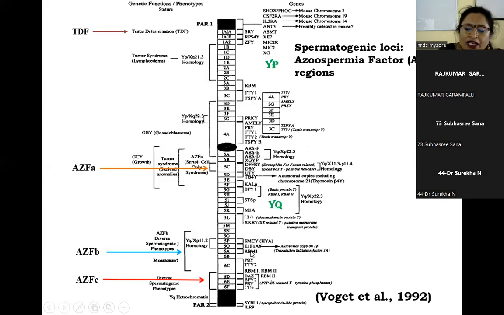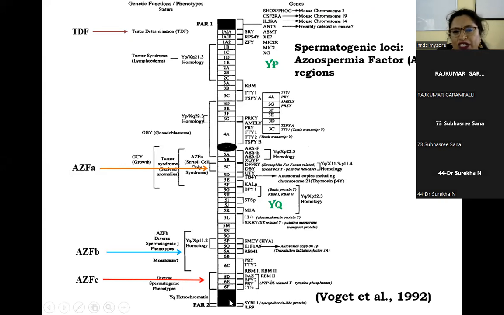This Y chromosome has been divided into AZFa, AZFb, and AZFc. These regions have genes that are very, very important for the production of spermatozoa. And this is the TDF, testis determining factor, and the SRY gene is also there. This is the SRY gene, which will determine the sex of an individual. On the Y chromosome, this SRY gene is present.